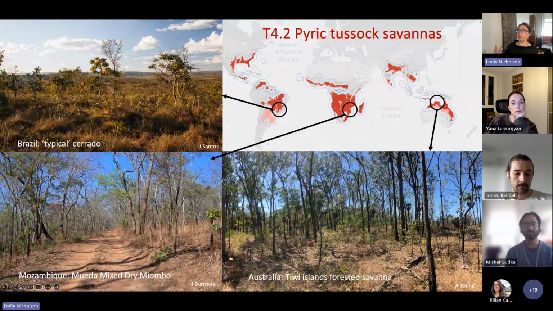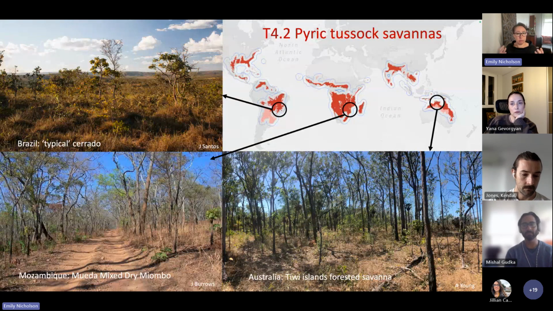And just as an example to try and bring this to life a little bit, here you can see one ecosystem functional group, which is the Pyric tussock savannas, which have different expressions around the world on three different continents. So for example, we find them across the Southern Hemisphere and in parts of Europe, South Asia, and North America. And here are three examples from Brazil, in the Cerrado, Mozambique, which we'll hear a little bit more about shortly, and in an area where I do my own research, with my PhD student Alice Young and others in the Tiwi Islands in Australia.